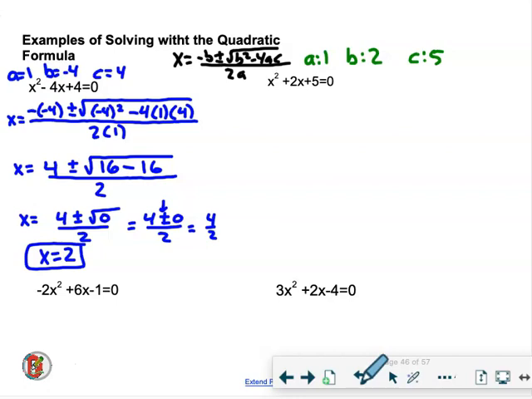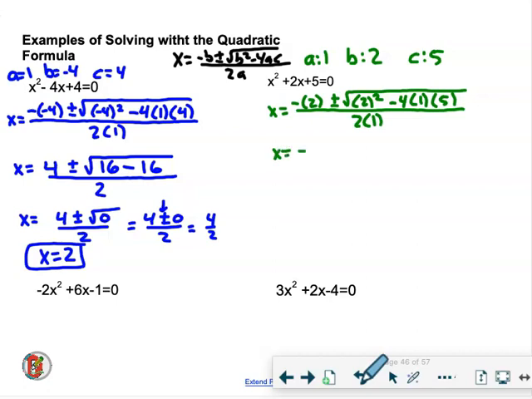Okay, all right, so we have a is 1, b is 2, c is 5. For this one, let's plug into our equation. x is equal to negative b, so that would be negative, b is 2, plus or minus the square root of b squared, which is 2 squared, minus 4 times a is 1 and c is 5. All of this is over 2 times a, which is 1. Let's start to simplify. We have -2 out front, plus or minus the square root. 2 squared is 4. We have 4 minus 4 times 1 times 5, which is 20. All of this is over 2 times 1, which is 2.